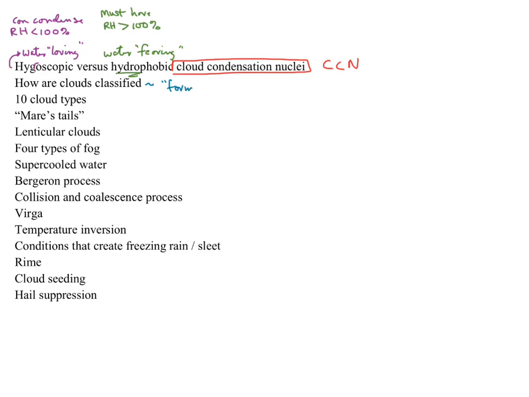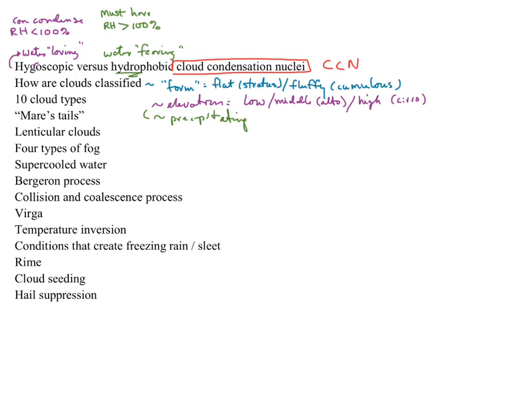So how are clouds classified? I'm going to go ahead and list 3. The 2 are most important. One is what we call form. They're flat or fluffy, stratus or cumulus. The other is elevation. We have low, middle, and high clouds.